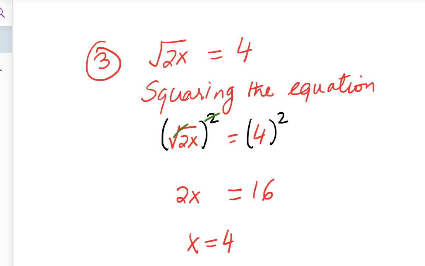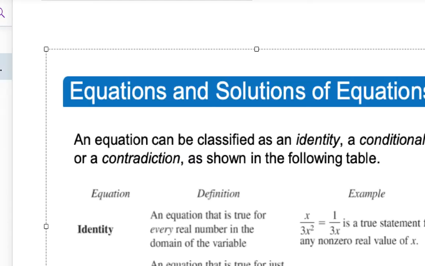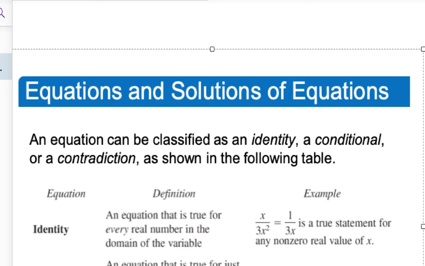Now, so we have learned about what is an equation and how do we solve an equation. Let's go ahead and look at types of equations. Now, in types of equations, there are three kinds. They are the identity, conditional, or contradiction. So the first thing we're going to look at is identity.